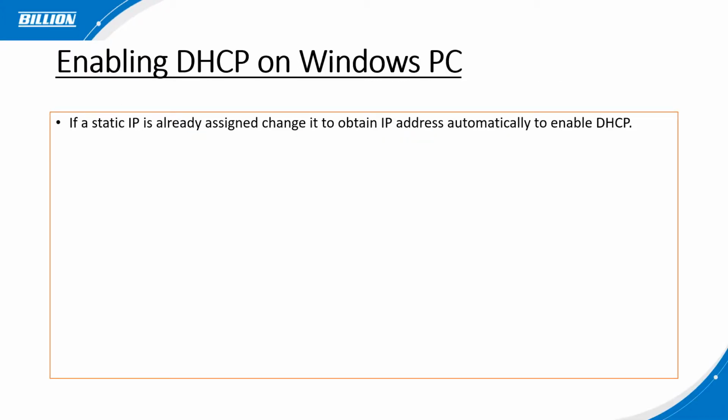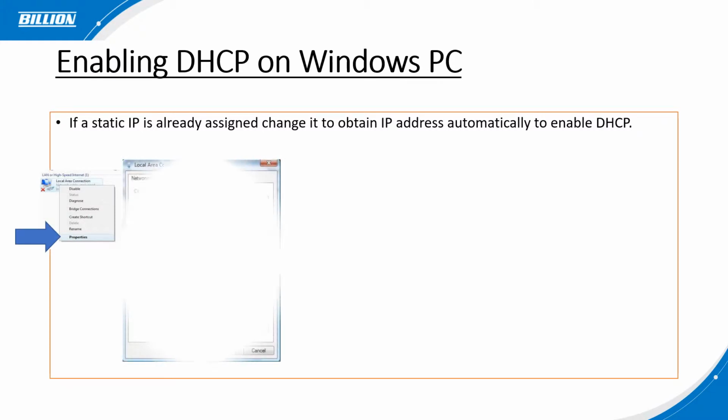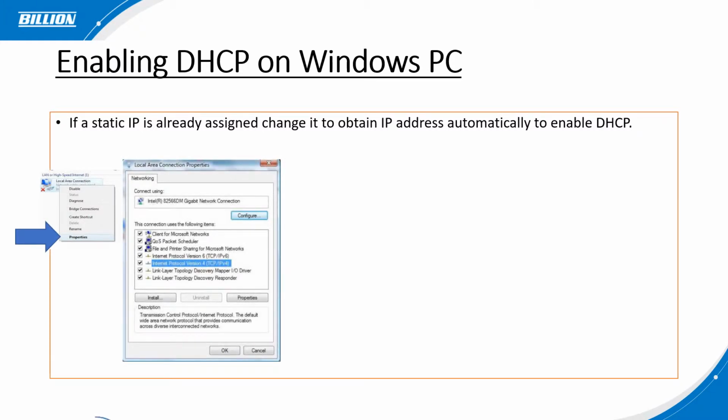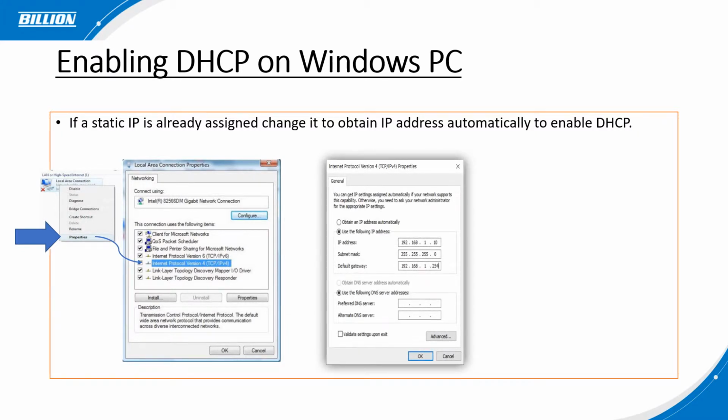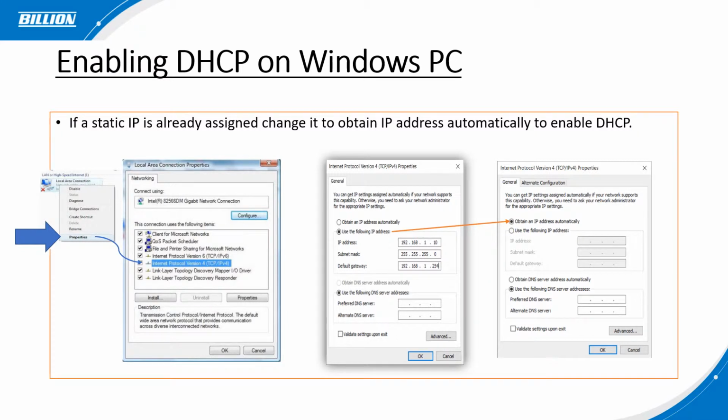This will show how to enable DHCP on a Windows PC if a static IP has already been assigned. Go to the Ethernet options, click on Properties, double-click on Internet Protocol version 4 option. If a static IP is already assigned to your PC, select Obtain IP address automatically and press OK button on both Internet Protocol version 4 Properties tab and Local Area Connection Properties window to enable DHCP.